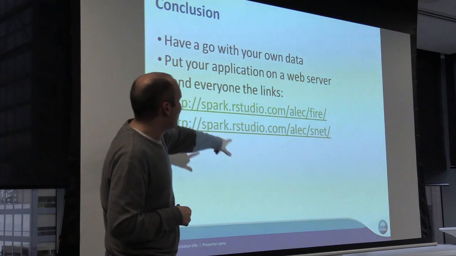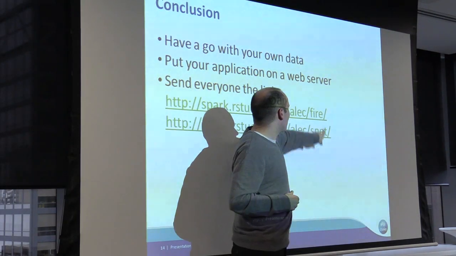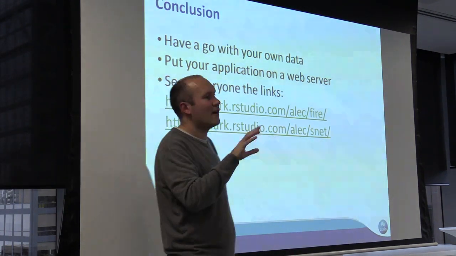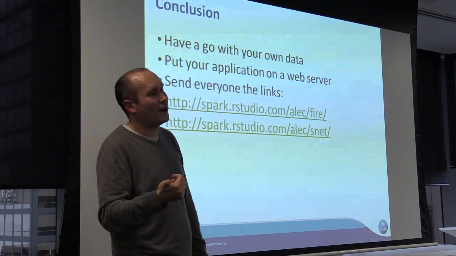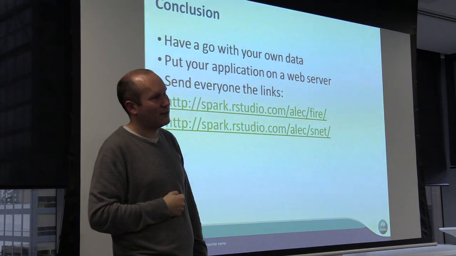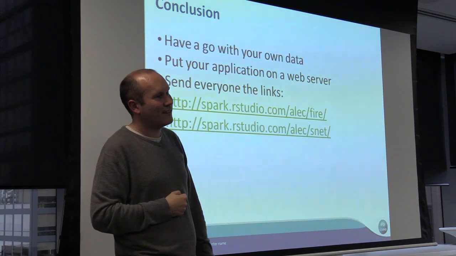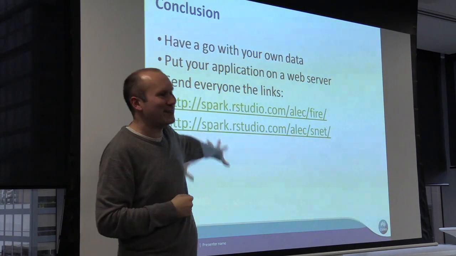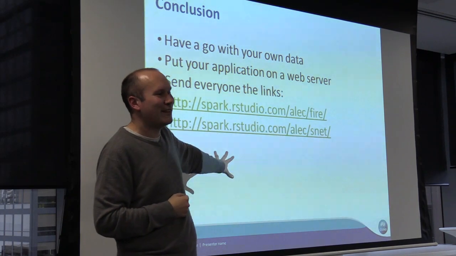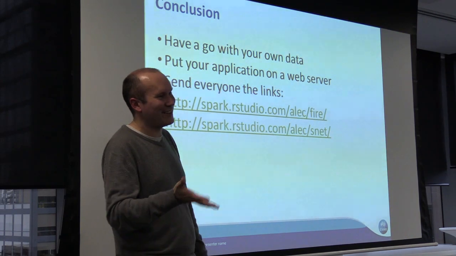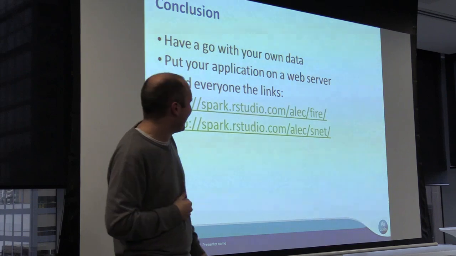So these here, at the end, you've got fire and SNET. Those are just your folders. Within that fire folder, you would have your UI.R file and your server.R file. But yes, I just imagine you have to have R sitting somewhere on that server as well to be able to serve up those files. Sure, they set up the server and do that for you. So if it's somebody else's server, you don't have to worry about that. If you're setting up your own server, then you have to worry about that.